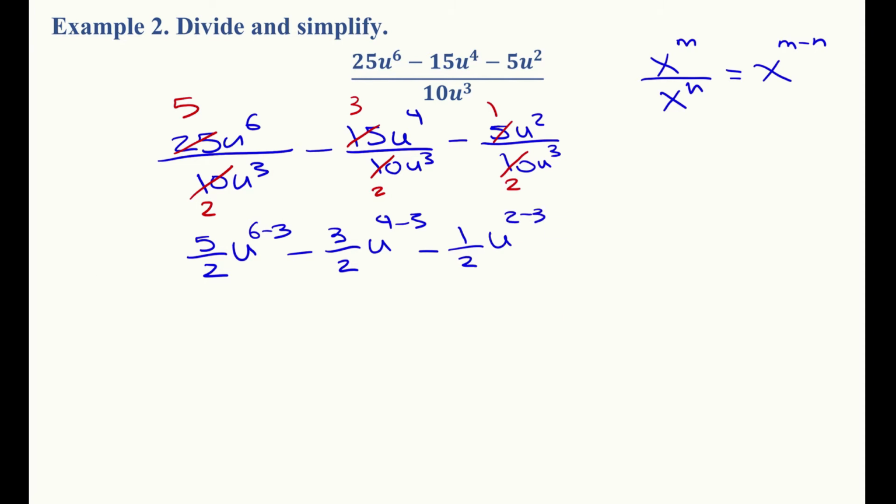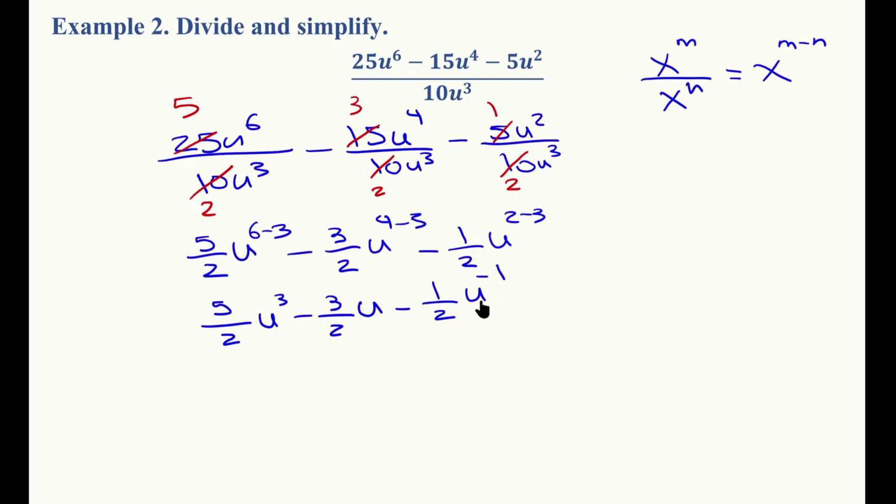So now we end up with 5 halves u cubed minus 3 halves u to the 1, which we don't need to write, because if you write nothing, it's understood that the exponent is 1, minus 1 half u to the negative 1. Now, it is extremely important not to stop at this point, because this is not considered the simplest form of the answer, given that there's a negative exponent remaining in the problem.